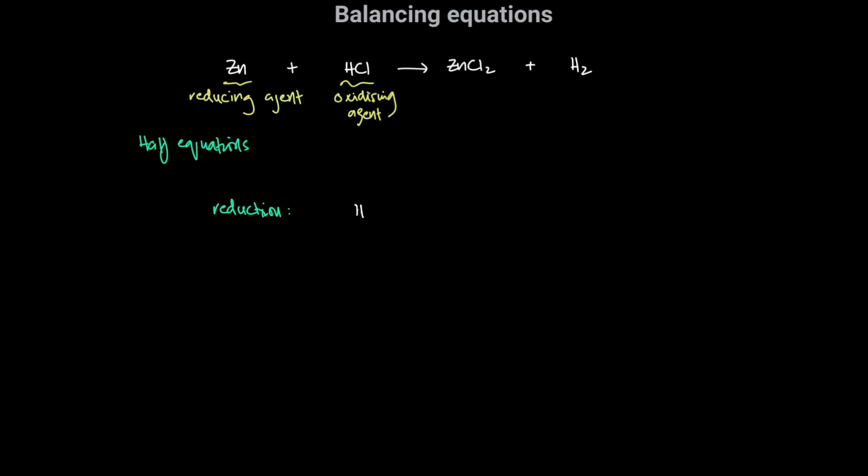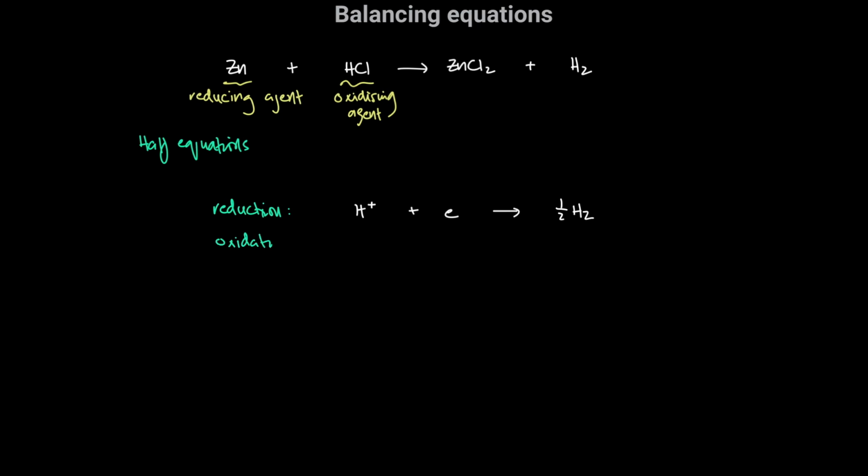So we can say H plus is gaining an electron, because it's going from +1 to 0. So H plus is gaining an electron to form hydrogen gas. For now, I'm just going to write half H2 to balance the hydrogens on both sides. And we know that zinc is the reducing agent.